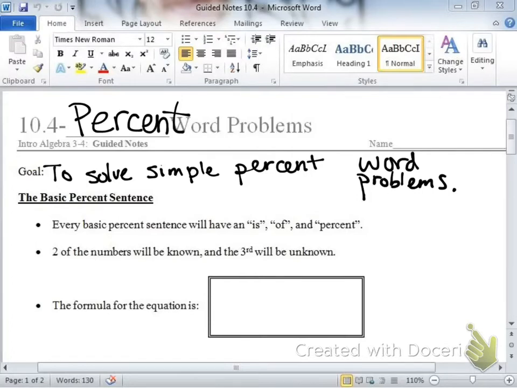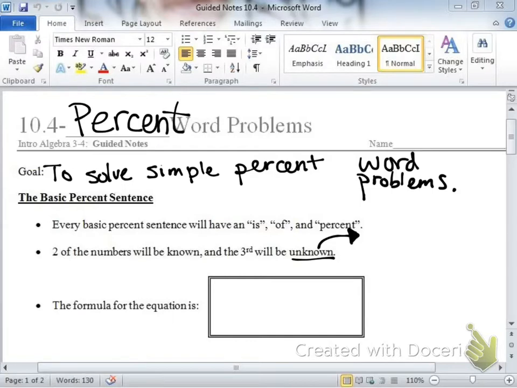Alright, so today in every single problem that we're going to look at, you are going to see an is word, an of word, and a percent word. Two of these numbers will be numbers that you're given. The third number will be a number that you're not given. Remember, when we have an unknown value in algebra class, what do we use in place of that value? Something that we don't know. Something that we're trying to find in algebra. What do we use?